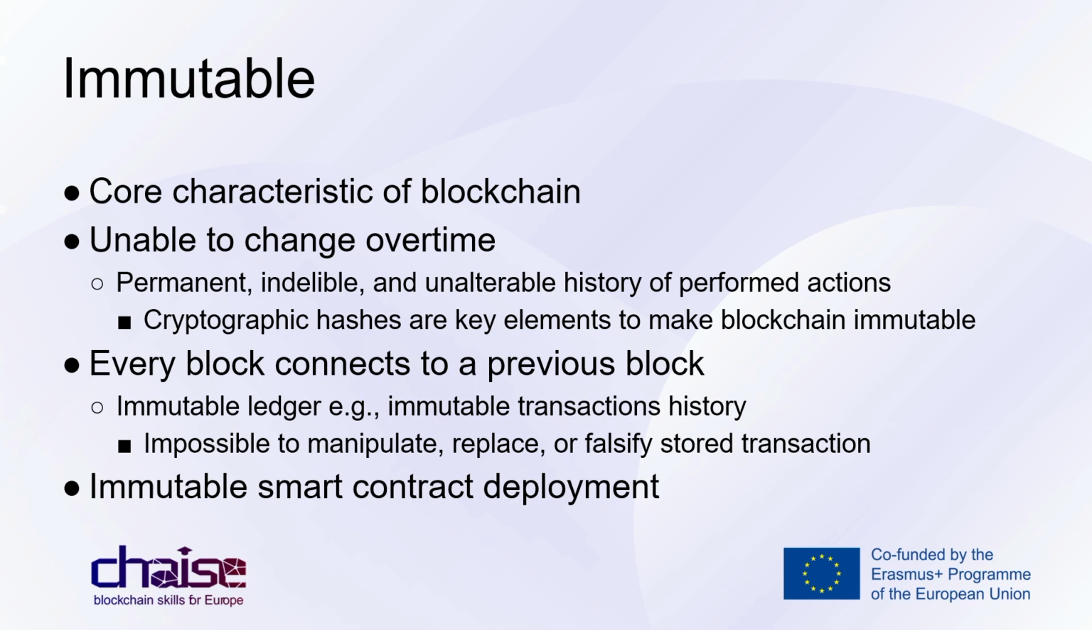For example, the blockchain ledger cannot change or tamper over time, enabling a permanent and unalterable history of performed transactions. Every block connects to a previous block by a unique cryptographic hash, and a minor change can invalidate the ledger. This immutable transaction history is impossible to manipulate, replace, or falsify for stored transactions.